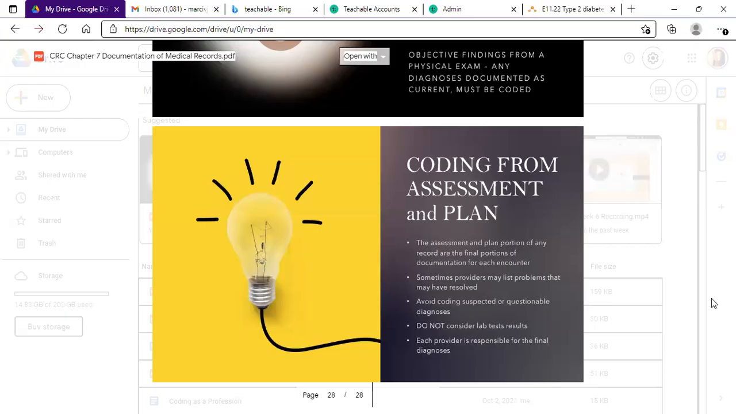So number 17, the last one: the provider can document a diagnosis solely from the patient's account of their medical history without clinical or diagnostic results. False, false, false, false, false. I can use their information to validate what's going on, but not their information alone.